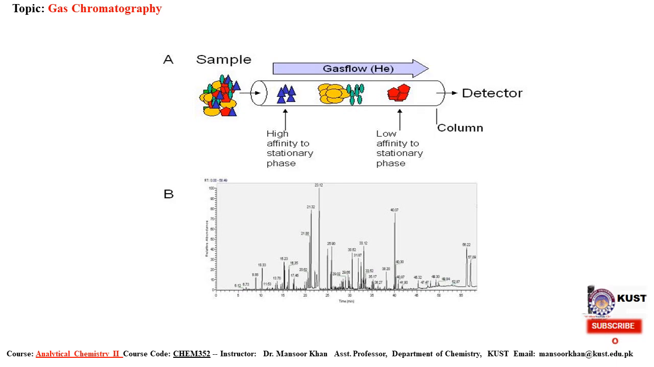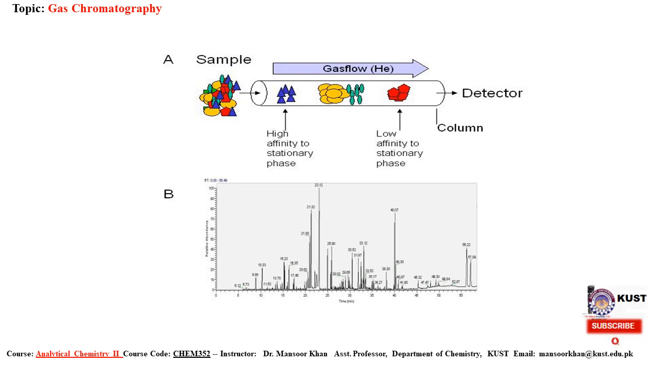The basic principle of gas chromatography is this: the component of the sample whose affinity toward the stationary phase is high will move slowly through the column. The component of the sample whose affinity toward the stationary phase is low will move fast through the column. So the first response of the detector will be given by those components of the sample whose affinity toward the stationary phase is low, which move faster in the column.